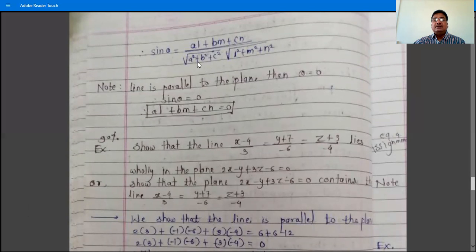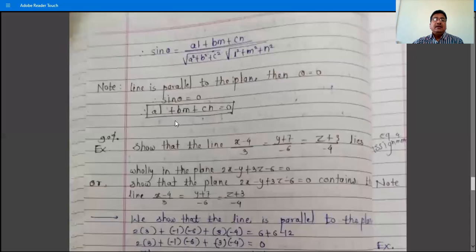Okay, if theta is 0, then sin theta is 0, and from this formula we have AL plus BM plus CN is equal to 0. That is the condition for parallel lines. Now here is the condition for perpendicular, and the condition for perpendicularity is here. This is also the condition to show the line is parallel to the plane.